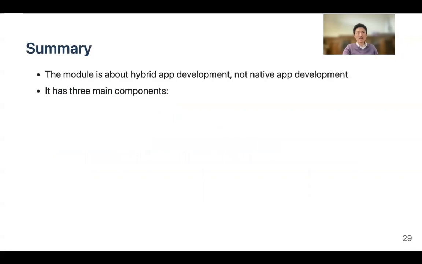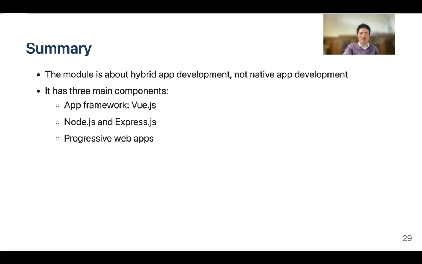Okay, I think this is not the last slide yet, second last. So we are talking about hybrid app development, particularly using JavaScript for the hybrid app development. You could use other languages, but we're going to be using JavaScript, not native app development. I explained why we use it, but if you really have your mind set on native app development, maybe this is not the module for you. We're going to cover these 3 main technical components: the front-end framework using Vue, the backend using Express.js, and making that into a progressive web app.